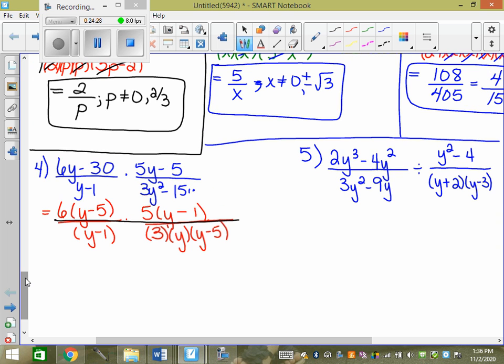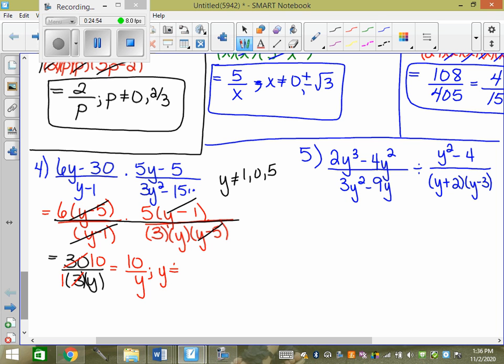My NPVs are going to be 1, 5, and 0. The y minus 1s cancel. The y minus 5s cancel. And then I'm left with 30 over 3y. And then I can take a 3 out of both of those. So I'm left with 10 and a 1. So it's 10 over y. Y cannot equal 1, 0, or 5.